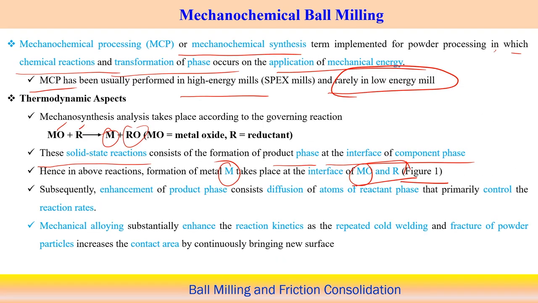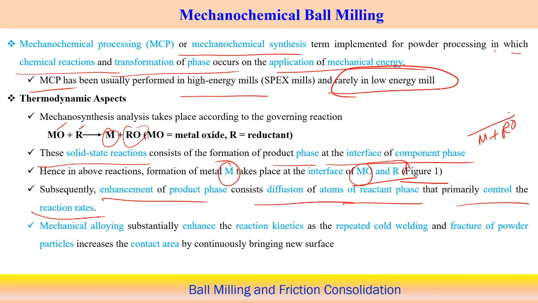Now, a characteristic of this mechanochemical reaction is that the growth of the product phase consists of diffusion of atoms through the reactant phase, which primarily controls the reaction rate. The mixture of M plus RO protects against further contact with the reductant. Therefore, the main kinetics depends on a diffusion-based process. Now, mechanical alloying enhances the reaction kinetics through repeated cold welding and fracture of the powder after work hardening of the particles, increasing the contact area by continually bringing new surfaces.